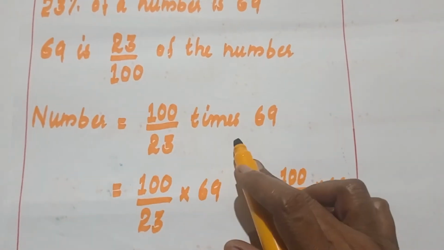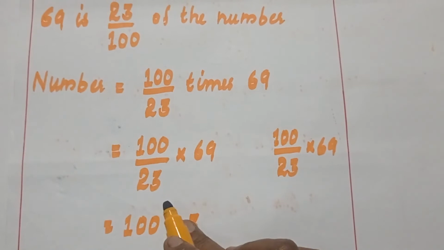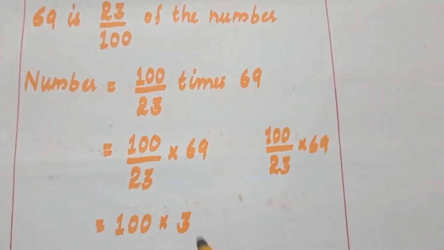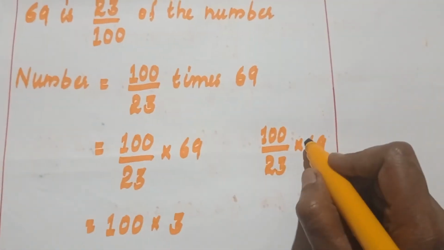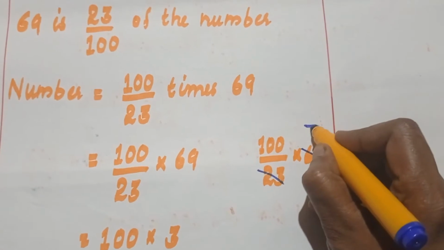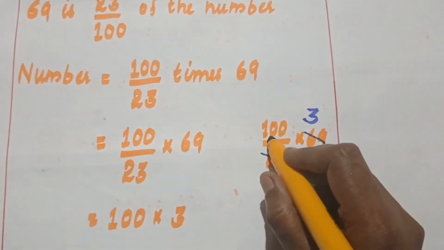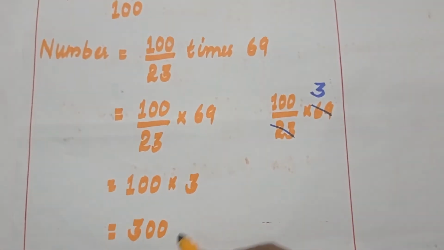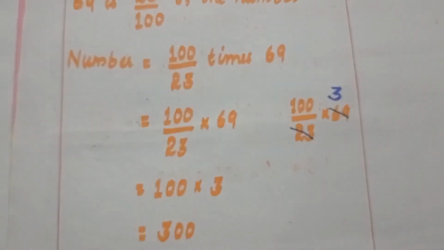That is 100 by 23 into 69. We divide 69 by 23. We get 3. 23 into 3, 69. Then 100 into 3, 300. Then the number is 300.